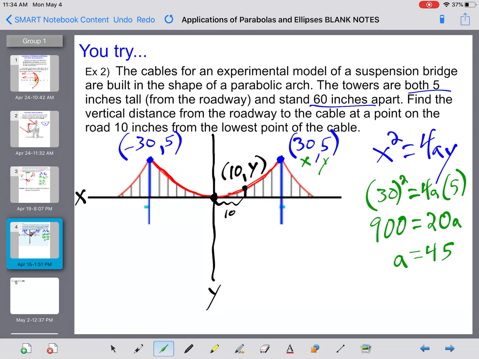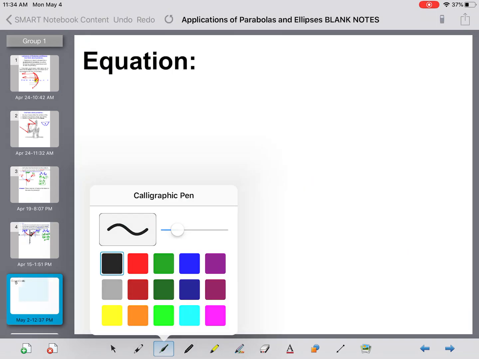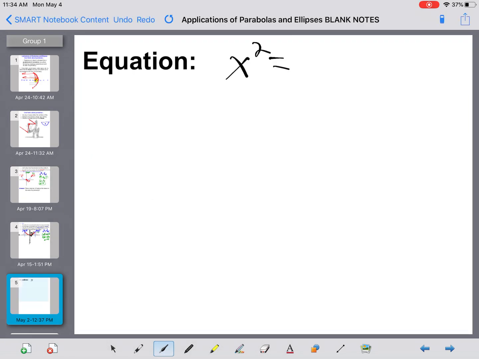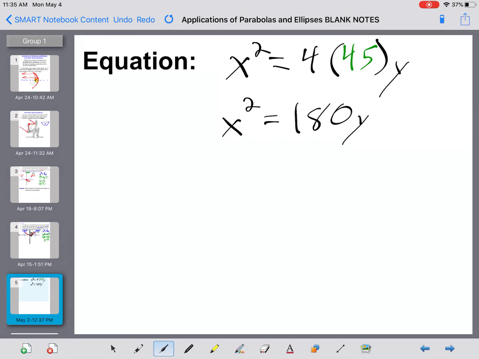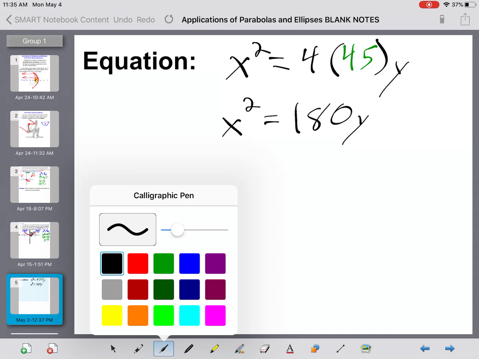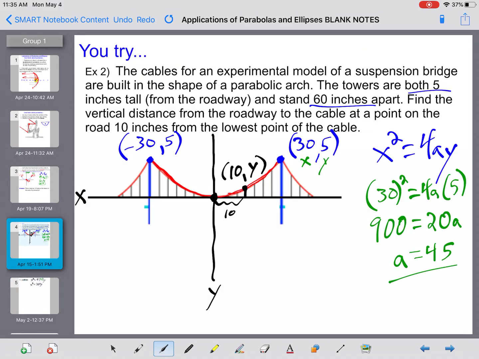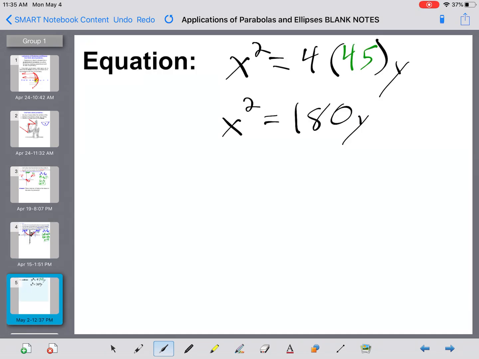Now I can't stop there. This problem doesn't say anything about the focus, but what I can do using that 45 is come up with an equation. So x squared equals 4 times a times y. The a value from the last page is 45, so I get to plug that in. That gives me an equation for the parabola of x squared equals 180y. That's my equation.